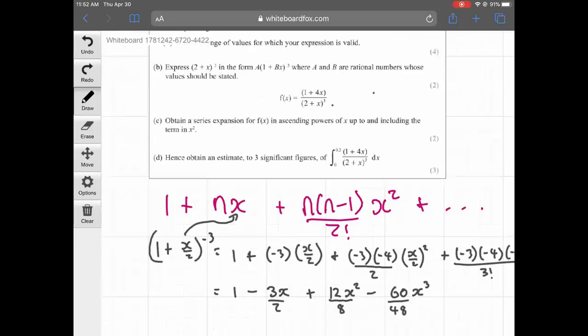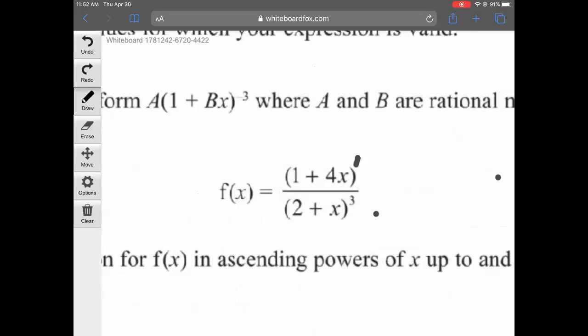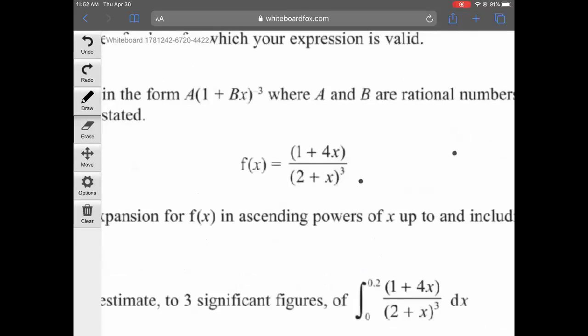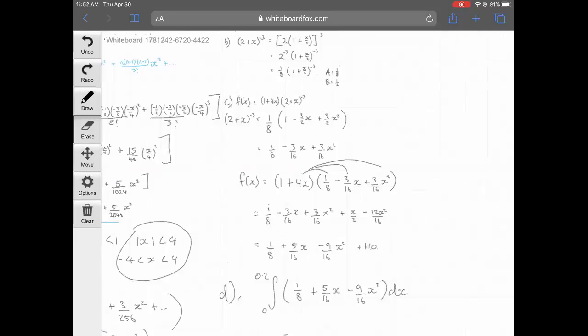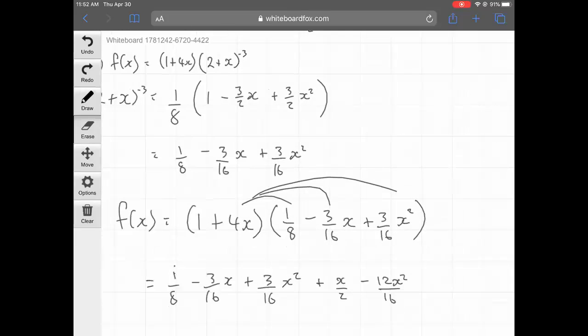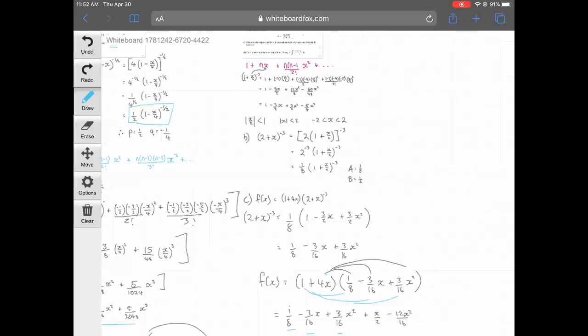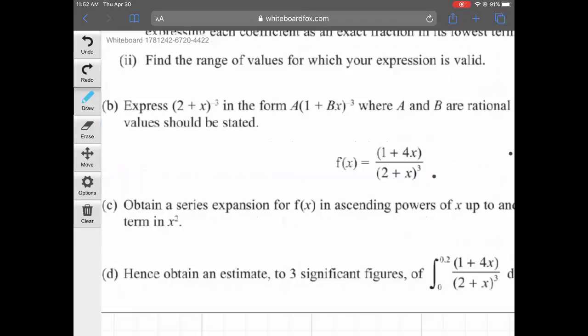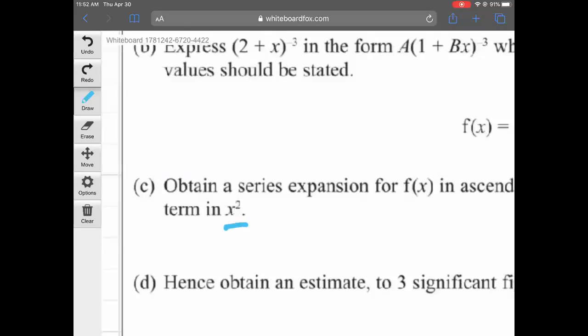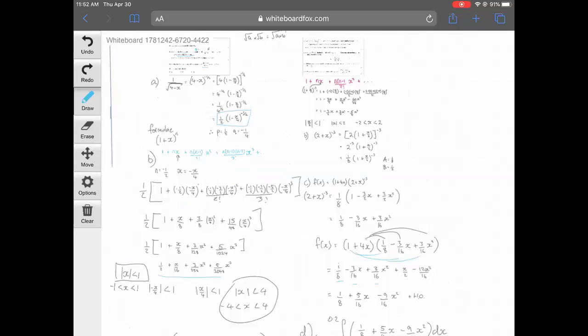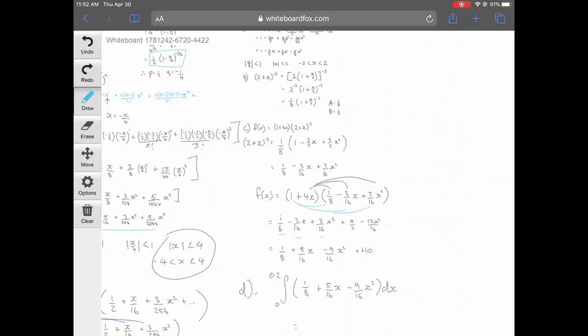So don't think about expanding this numerator. Just multiply it out like this. So you'll have 1 times each of these, which was the first 3 terms. And then you'll have 4x times each of these, which is only the second 2 terms, because the very last term was x cubed, and it only asks me to do it up to and including x squared. So I didn't need to go up to x cubed. Yeah, I can understand these steps.